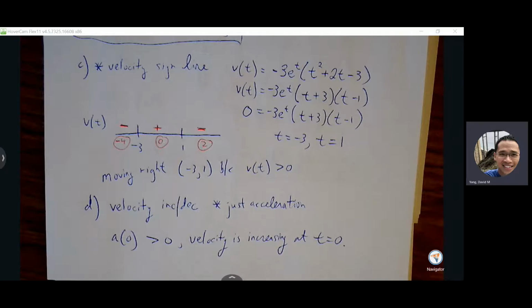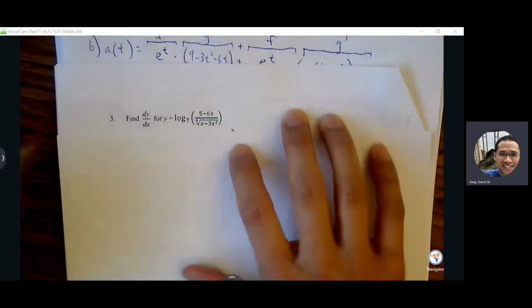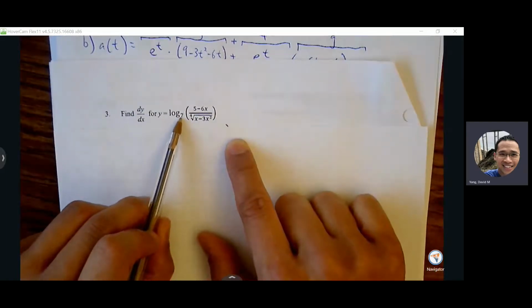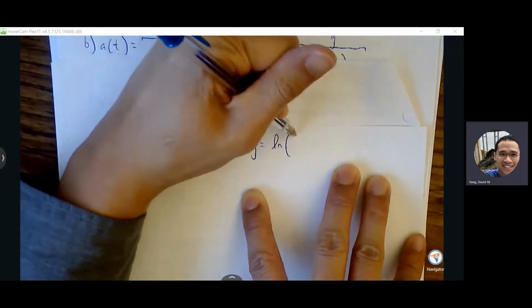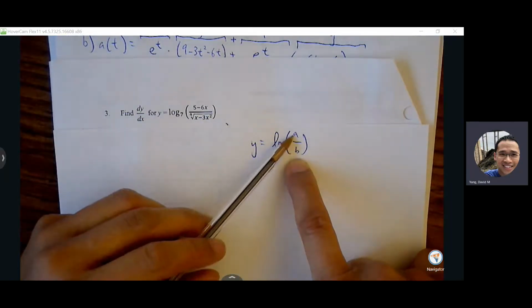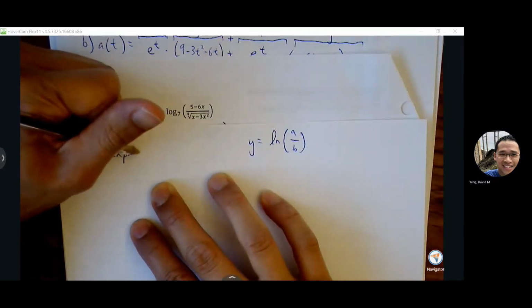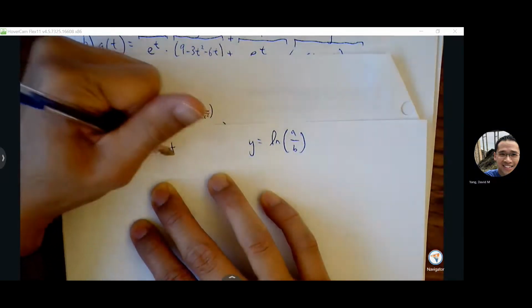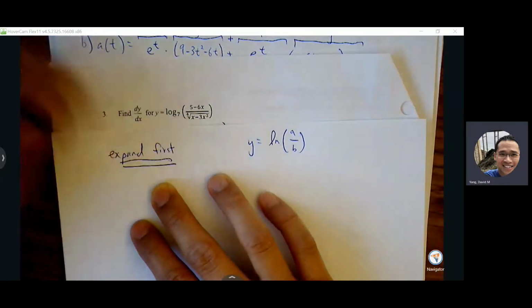All right, number 3. Find dy dx for log base 7. This may look daunting with that base 7, but pretend like the problem was just natural log of a over b. All right, we'll do the same thing that we did if we see natural log of a over b, we would expand. We want to take advantage of expansion properties, otherwise u prime over u is just too messy to work with.